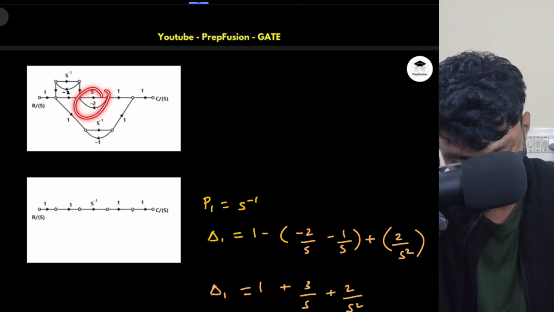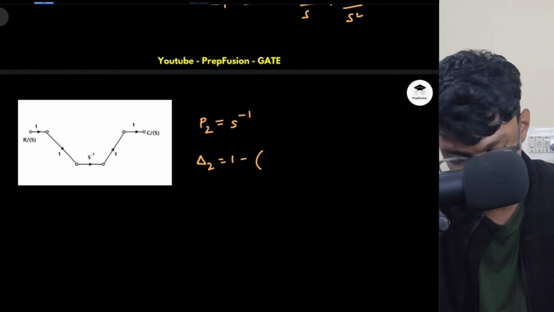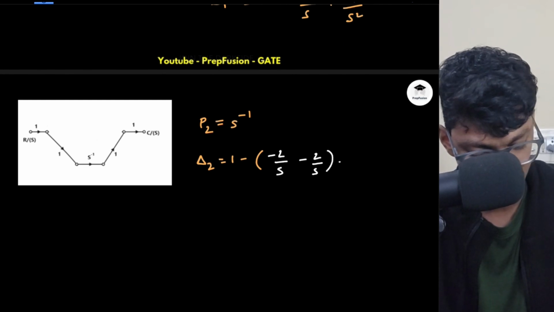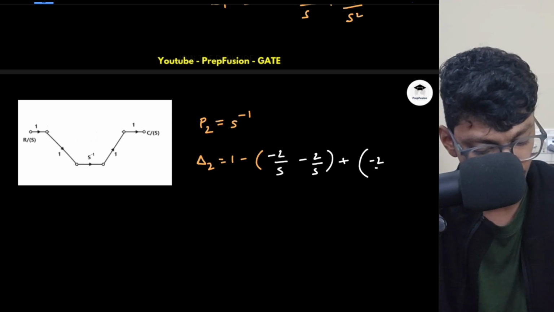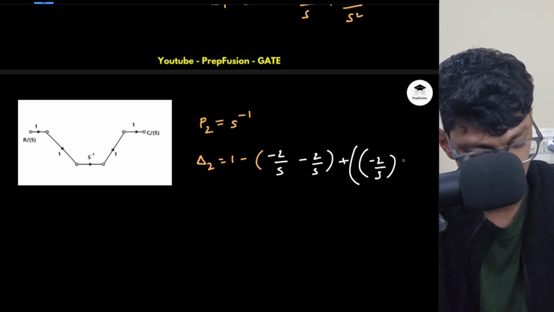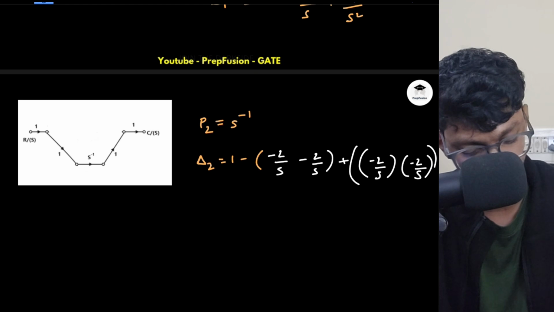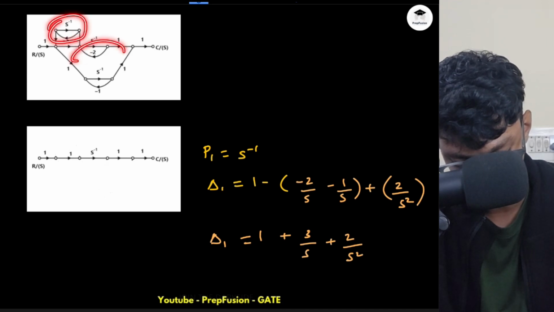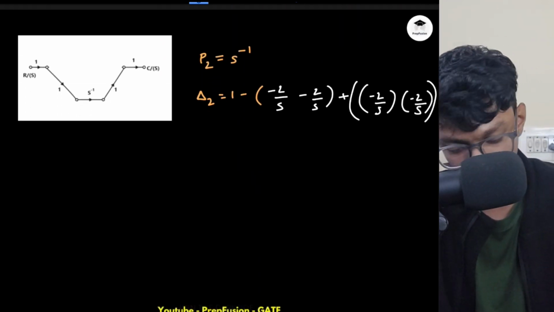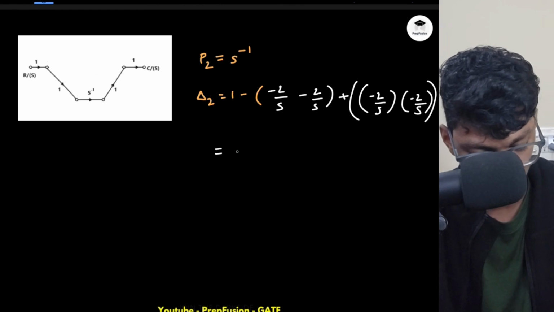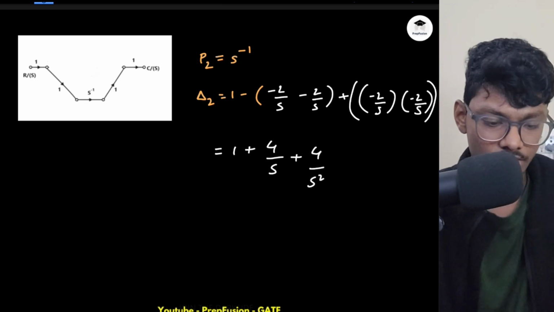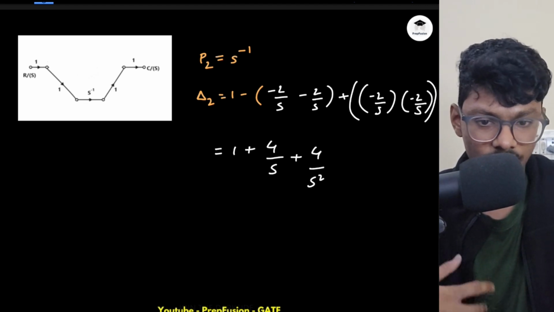So again it will be minus 2 by S minus 2 by S, plus the multiplication of individual loops, that is minus 2 by S into minus 2 by S. Both are totally isolated, they don't have any nodes in common, so they are non-touching. So it will be equal to 1 plus 4 by S plus 4 by S square. So I get my delta 1, delta 2, all those things.